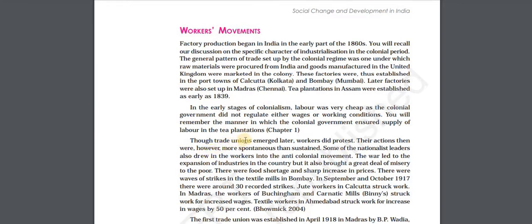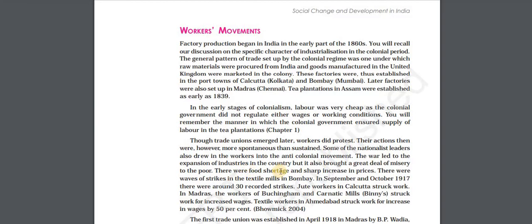Though trade unions emerged later, workers did protest. Their actions then were, however, more spontaneous than sustained. Some of the nationalist leaders also drew the workers into the anti-colonial movement. The war led to the expansion of industries in the country, but it also brought a great deal of misery to the poor.